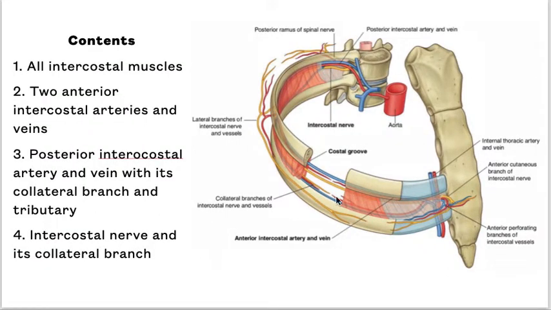The contents are all the intercostal muscles, the two anterior intercostal arteries and the veins, the posterior intercostal artery and vein with its collateral branch and a tributary, and the intercostal nerve with its collateral branch.